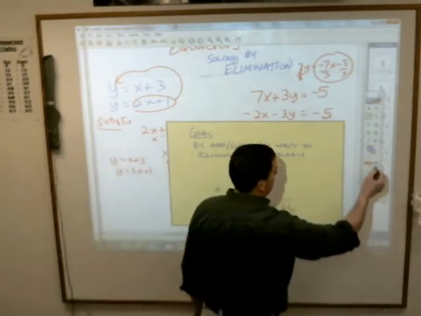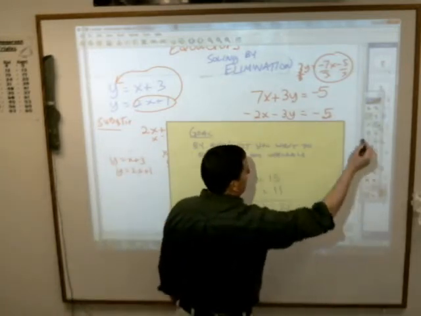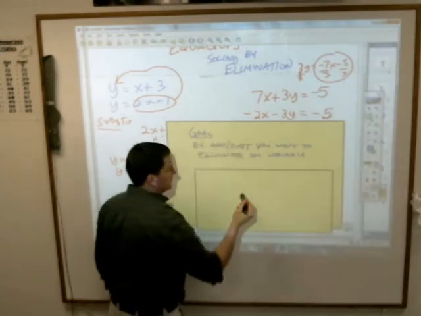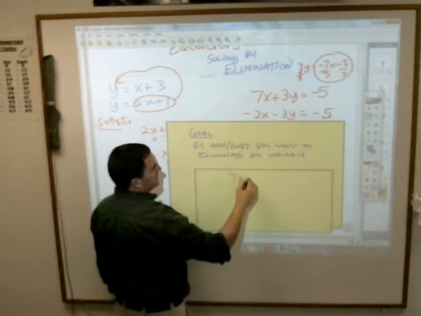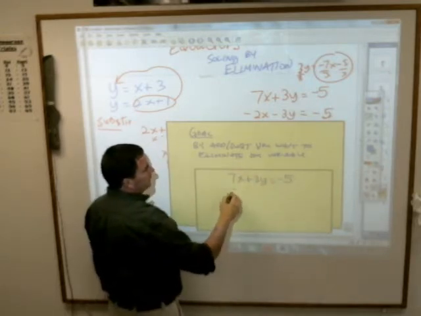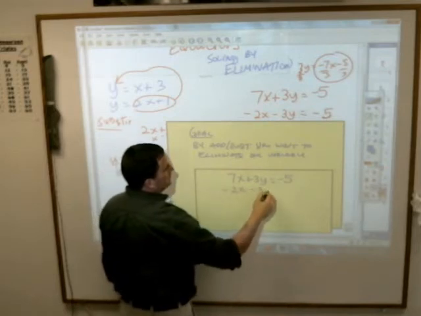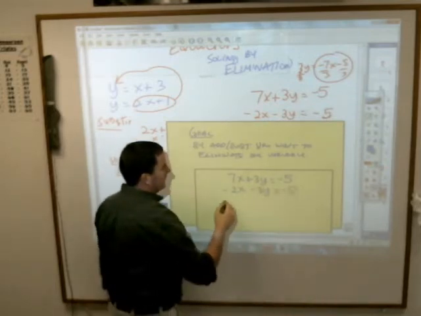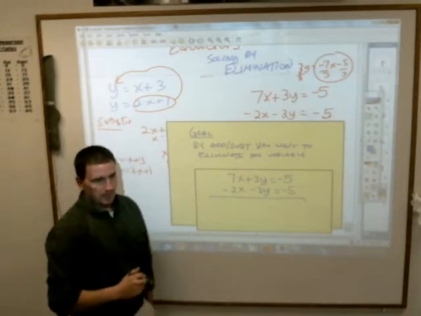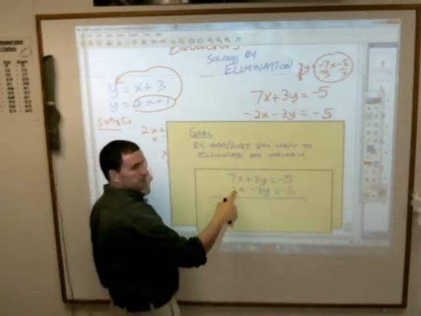Well, here's the deal with this. Let me get another box here. In this case it worked out really easy because I set it up to do that. If you take 7x plus 3y equals negative 5, and then you have negative 2x minus 3y equals 5. If I add these two equations together or combine them, what happens? What's 7x minus 2x?